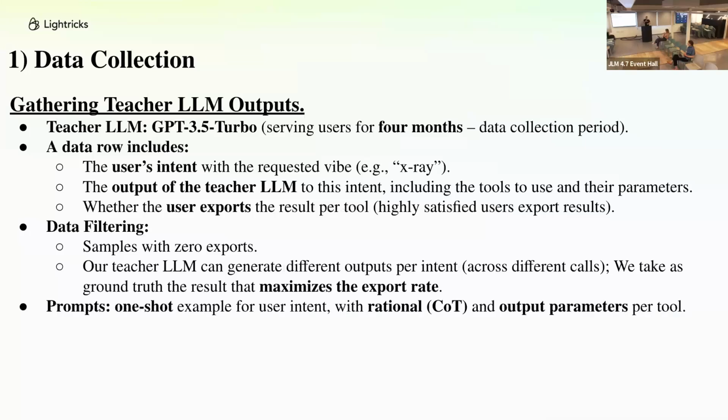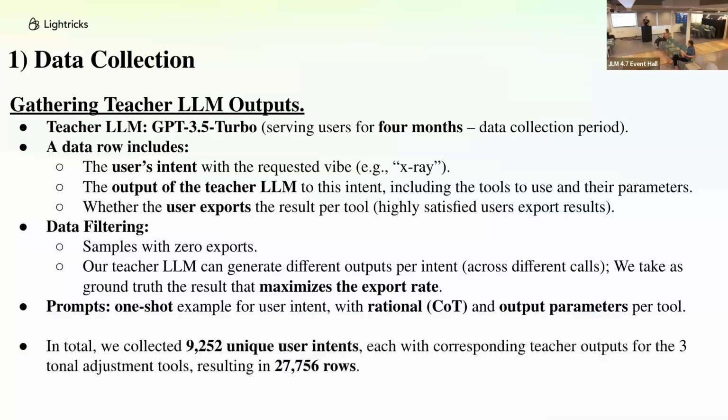The prompts I showed you are the one-shot prompt with chain of thought that I showed before. In total, we have more than 9,000 user intents in our data, each with corresponding teacher outputs. So in total, it's 27,000 and more rows of data.